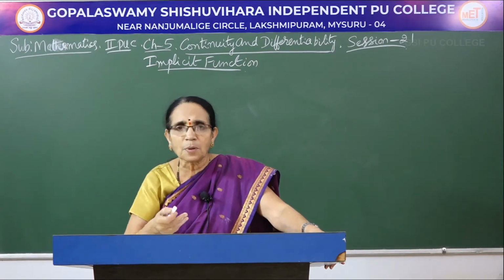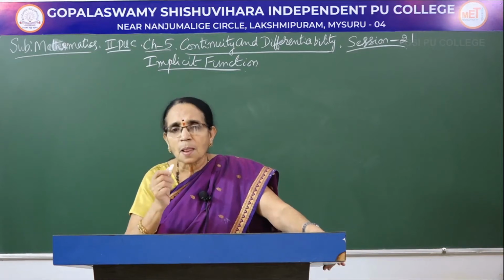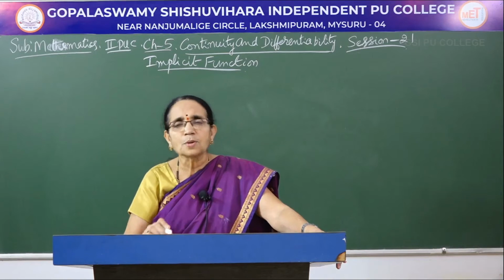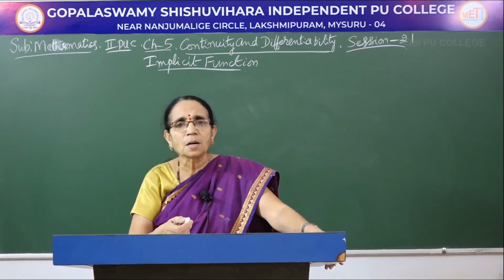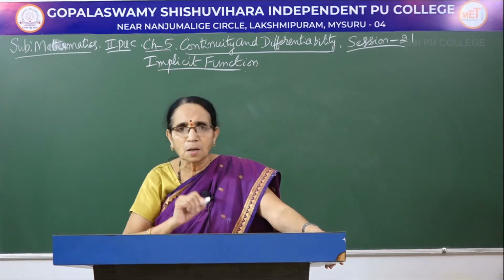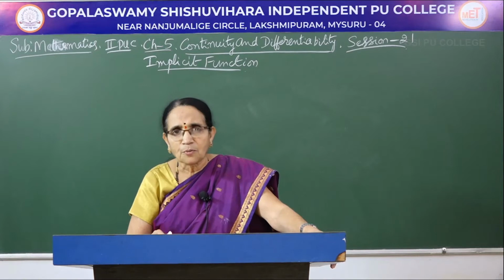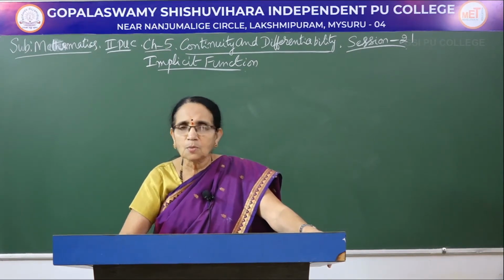Suppose it is a quotient, apply the quotient rule. If it is a product, you apply the product rule. If it is a composite function, you apply the chain rule, like that. Whatever rules you have already learned, we apply to each and every term depending upon how the term has been given to you. Then collect all the terms containing dy by dx and finally arrive at the result. Okay, so this is the procedure we adopt.